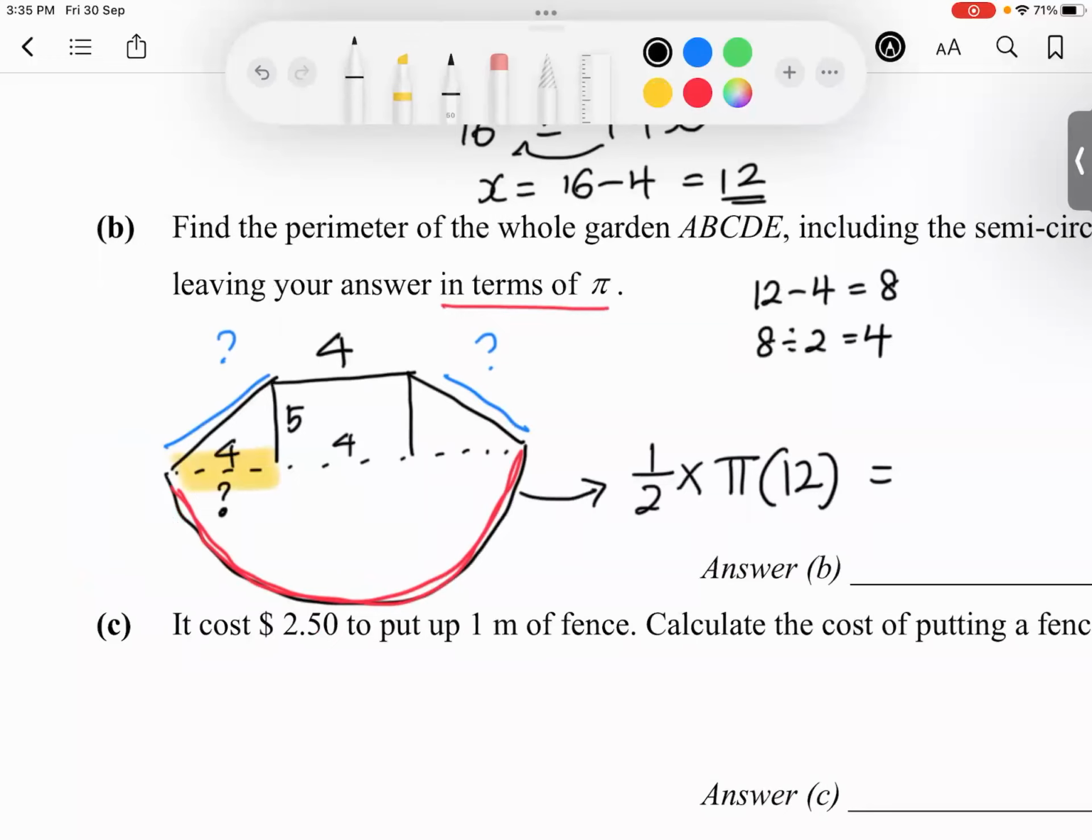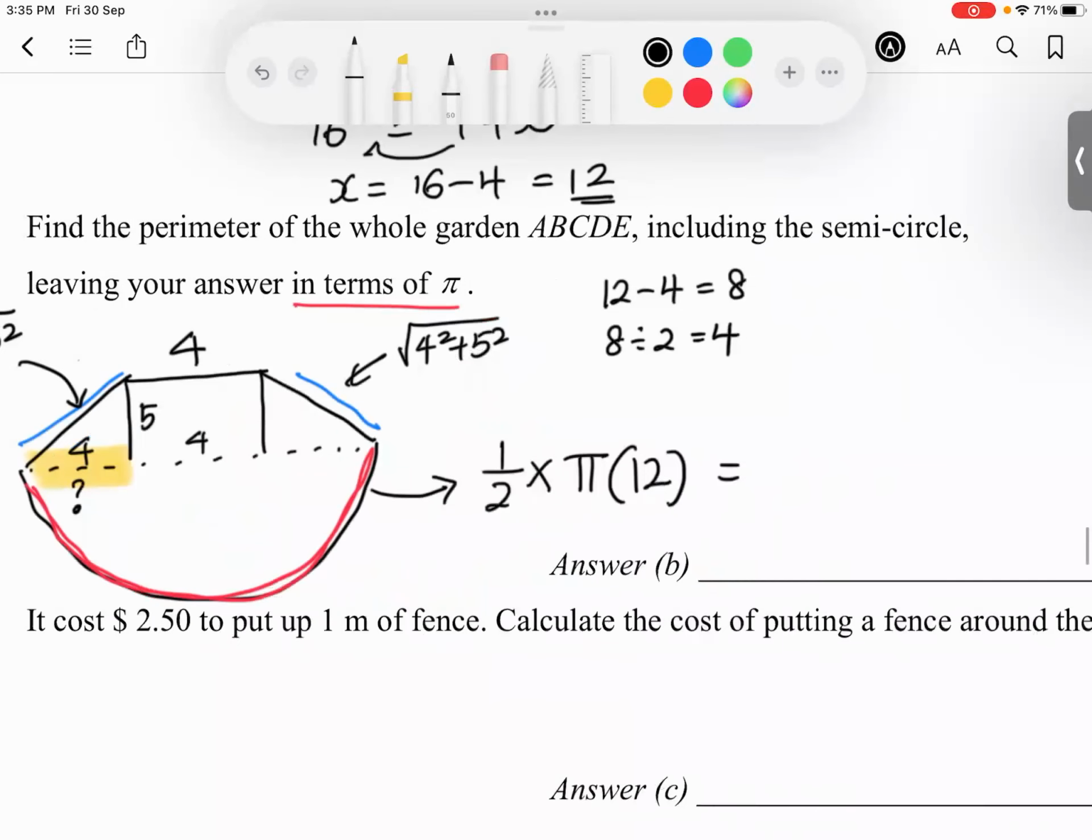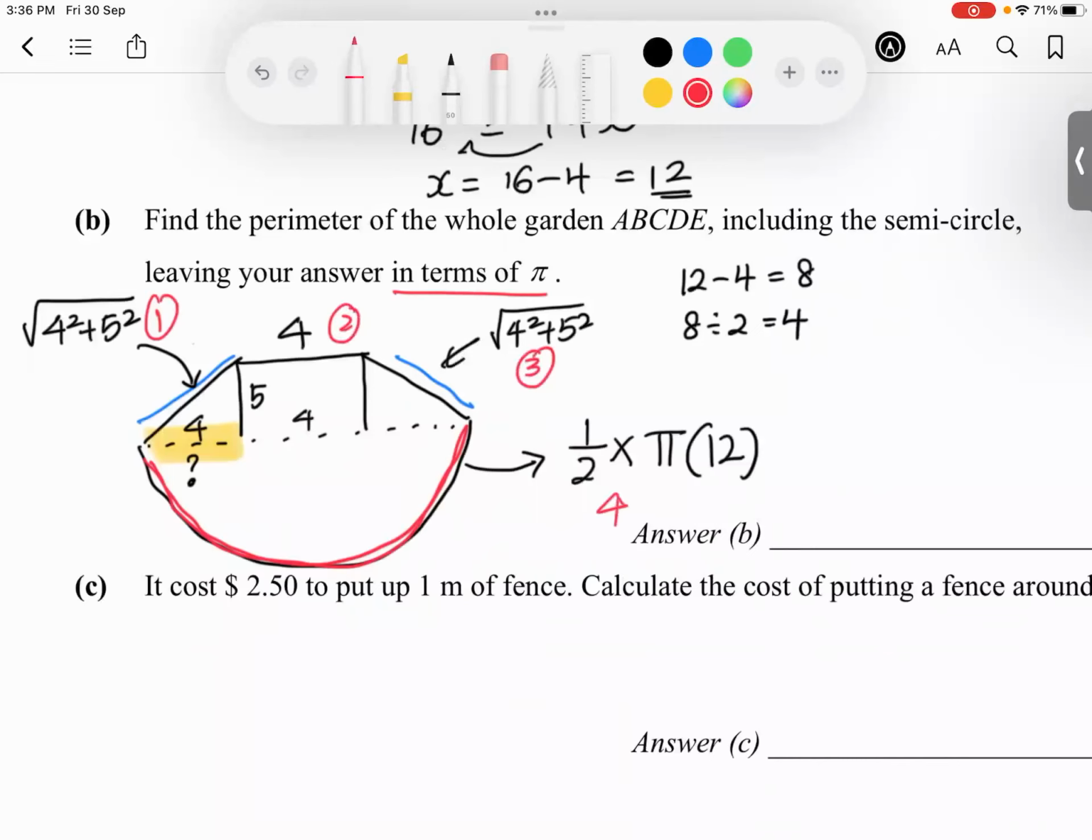Then what is this whole portion? This one will be Pythagoras theorem. Here will be square root. I'm finding the hypotenuse, so I add them together. 4 square plus 5 square. The isosceles trapezium, both of them are of the same length. Then now I'm going to add everything, all the numbers up together. So you add number 1, number 2, number 3, and number 4, everything together. Then you get your final answer.